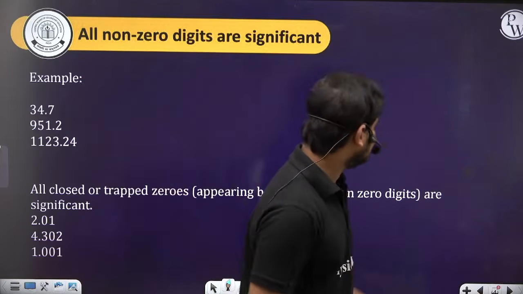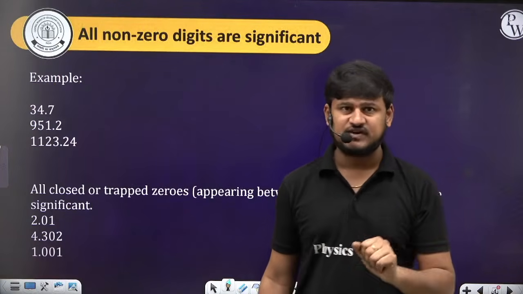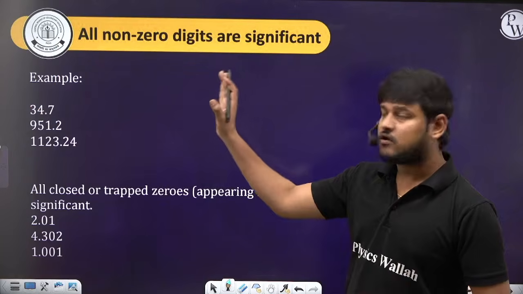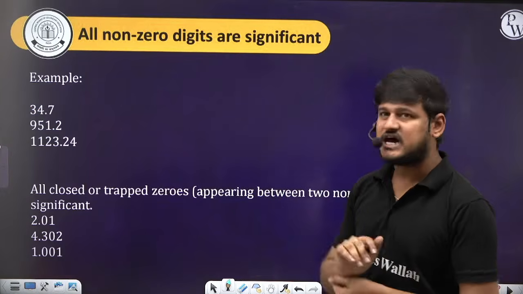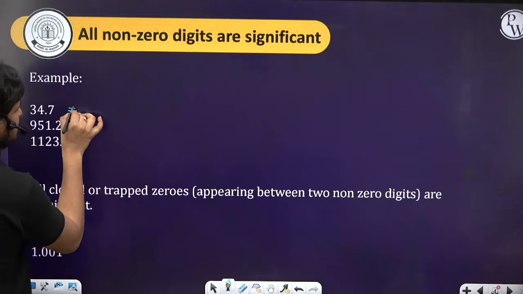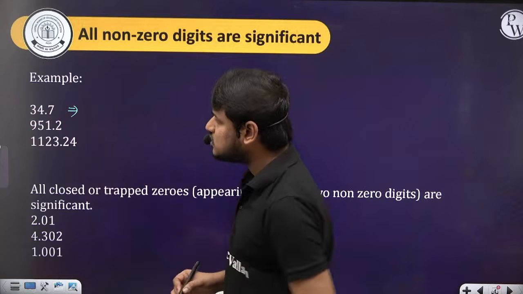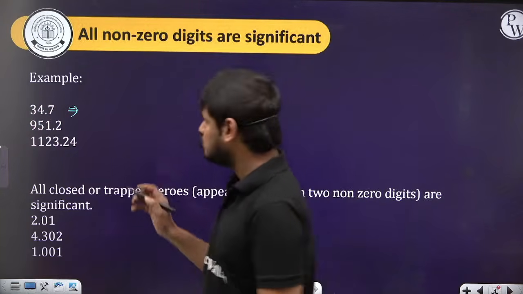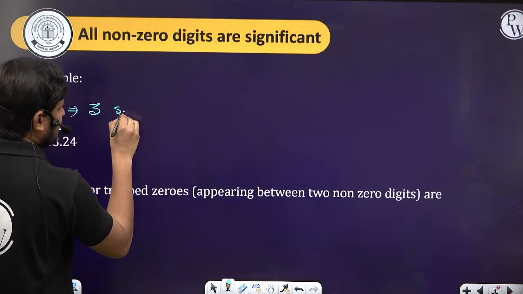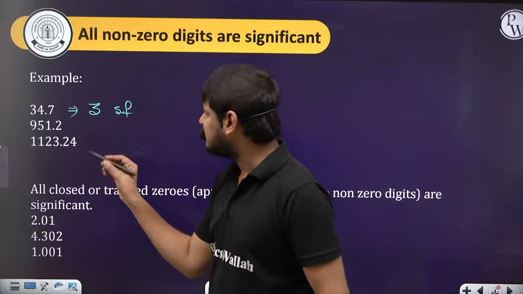So let's see that. The first rule: all non-zero digits are significant. Write point by point. So the first point is all the non-zero digits are significant. See this example, 34.7. 3 is non-zero, 4 is non-zero, and 7 is non-zero. So here we have 3 significant figures. In the next one, very easy.